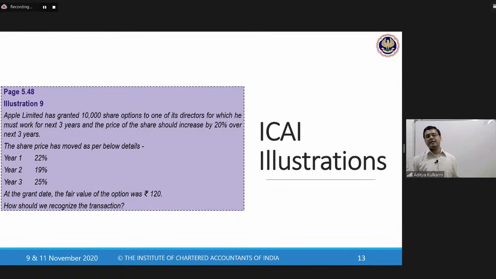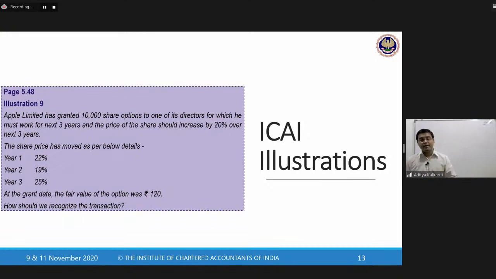The price of the share should increase by 20%. This is which condition? This is a market-based performance condition. This condition has been factored when I determine the fair value. The share price has moved as per below details. Year 1, 22%, year 2, 19%, year 3, 25%. At the grant date, the fair value of the option was 120. Sir, 120 when I calculated, you have already factored all your volatility.